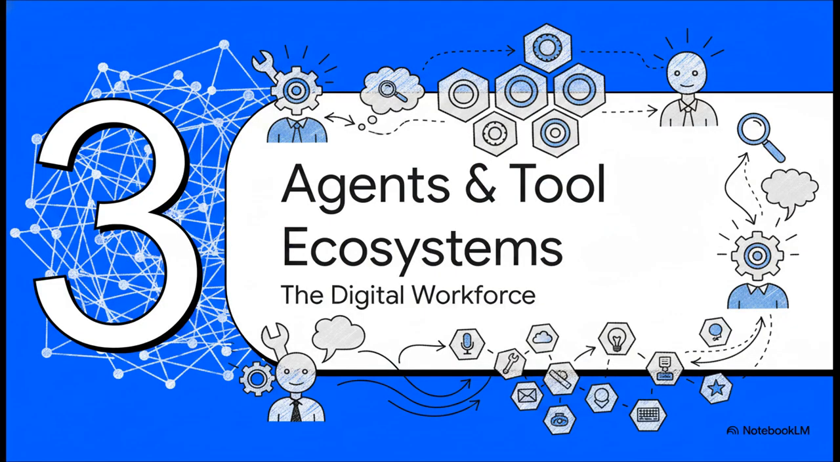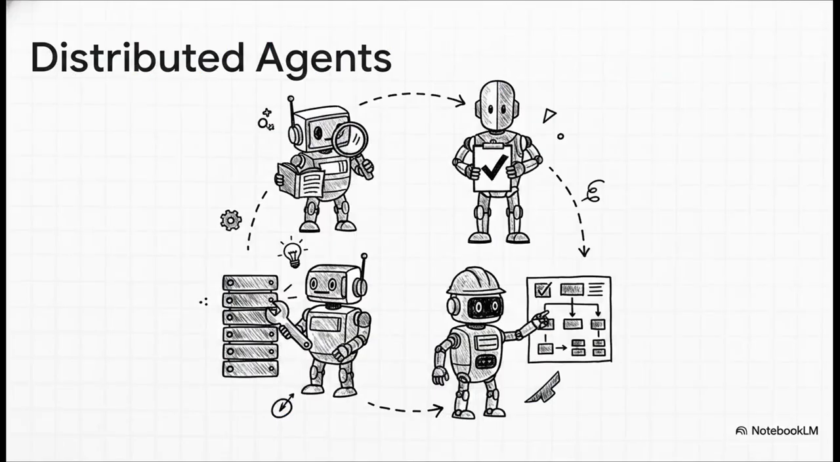AI agents and tool ecosystems, the digital workforce. You have to realize, AI is no longer just a single, isolated entity. Imagine that instead of one brain, you've got a highly synchronized team where everybody has a very specific job. Within these distributed agent ecosystems, one agent might be dedicated purely to retrieving knowledge, while another entirely validates compliance. A third agent coordinates the workflows, a fourth executes infrastructure actions, and yet another is constantly monitoring operations for errors.